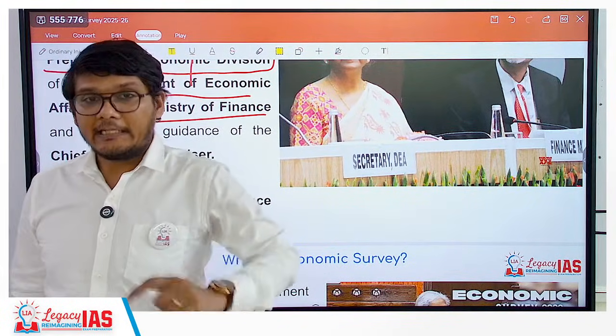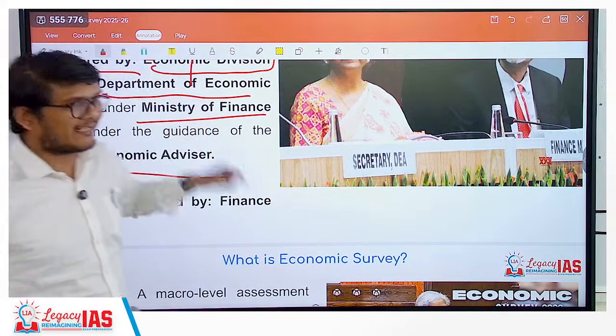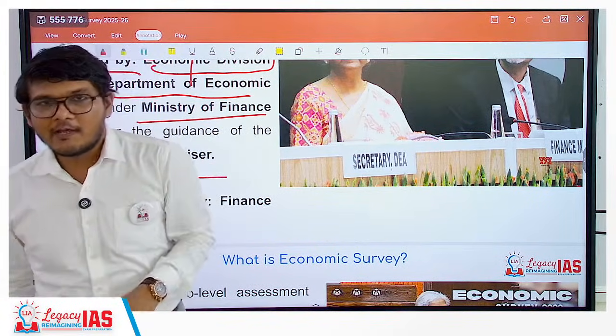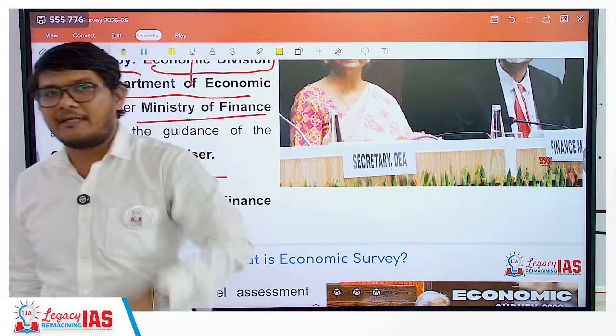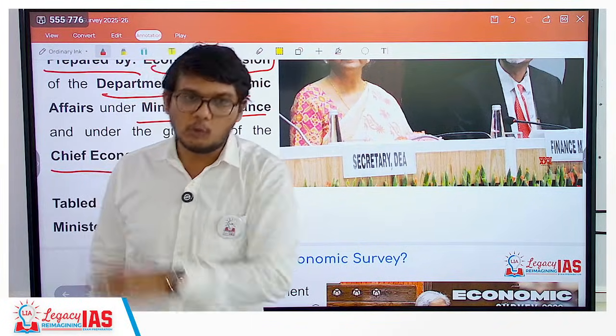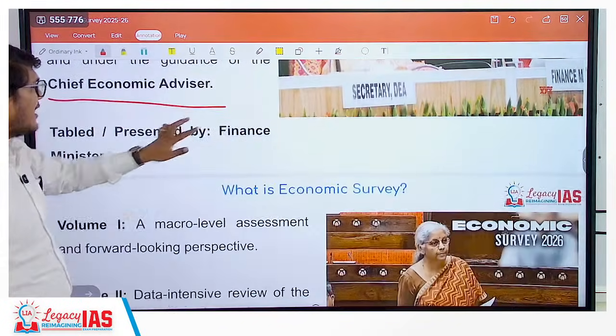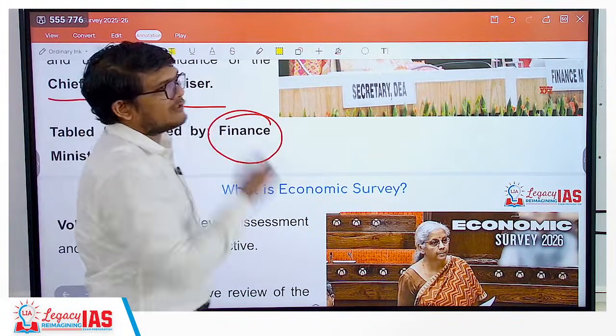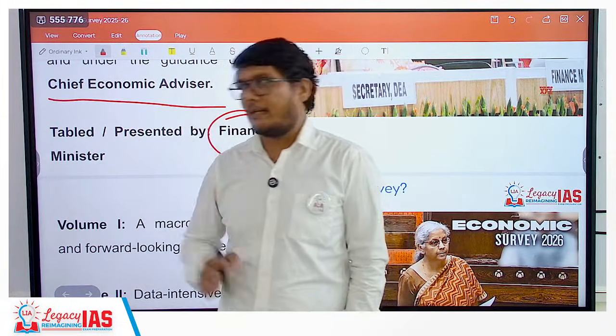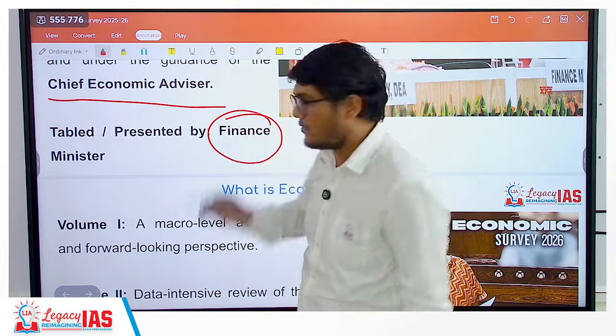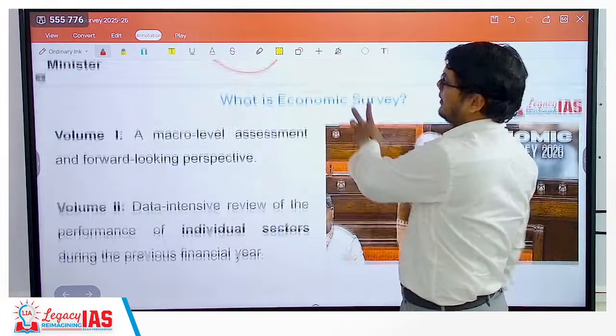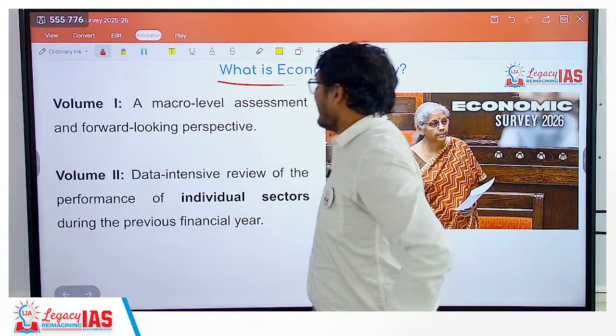right? And then subsequently it is presented. So it has been presented today. It was scheduled to be presented at 11. It was presented starting 12 noon today, and that is what we will discuss. And it is presented by whom? It is presented by our Honorable Finance Minister, that is Ms. Nirmala Sitharaman.